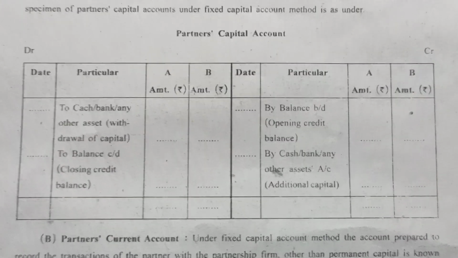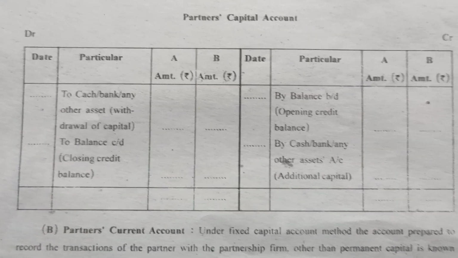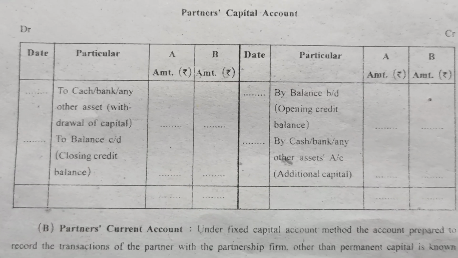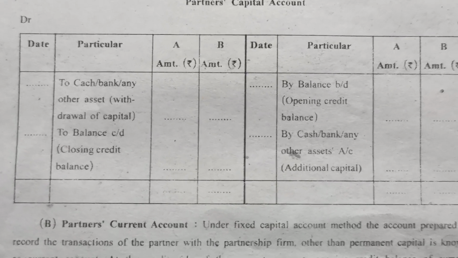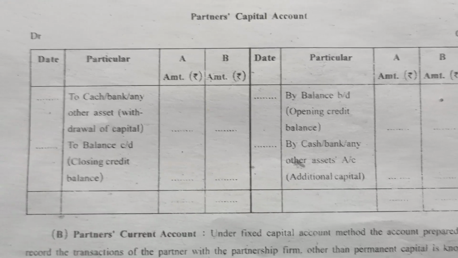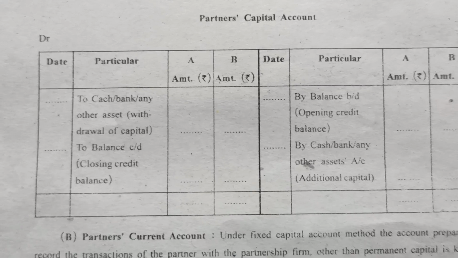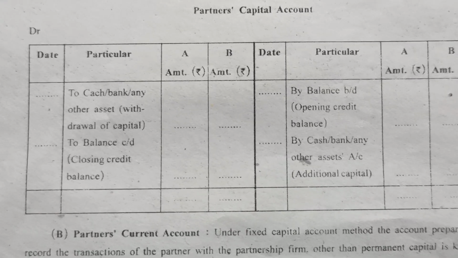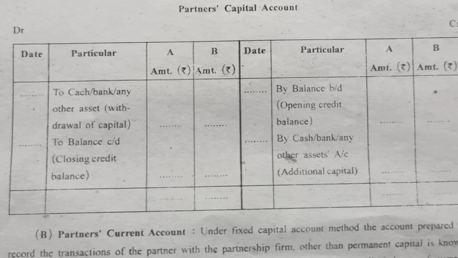Format for partner's capital account. On the credit side, you can see the opening balance is brought forward. Any additional capital, that is by bank or by cash or any other asset added, will be recorded on the credit side. While on the debit side, any cash, bank or any other asset which is reduced or withdrawn is written here, and the closing balance will be mentioned here.